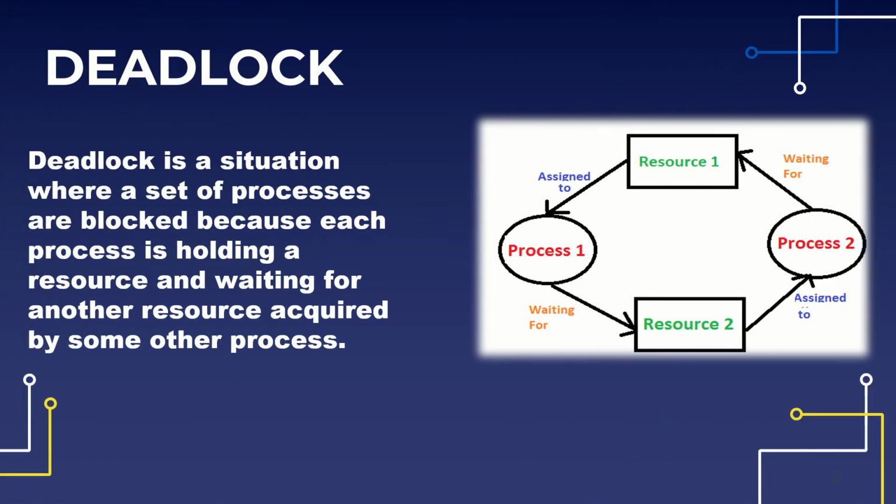First, let's discuss the definition. Deadlock is a situation where a set of processes are blocked because each process is holding a resource and waiting for another resource required by some other process. It means process 1 is waiting for resource 2, but it is already assigned to process 2, and process 2 is waiting for resource 1, but it is assigned to process 1. This can cause a waiting state and it can cause deadlock.